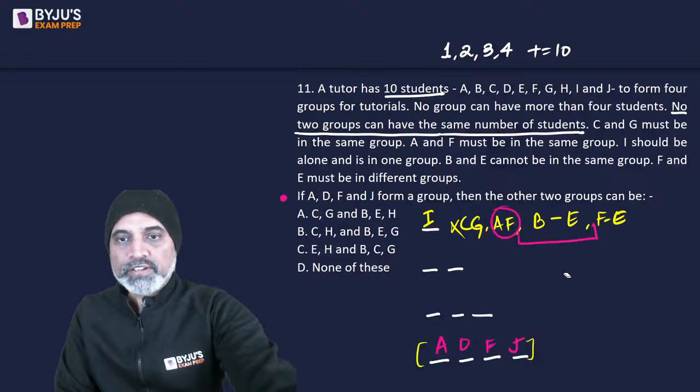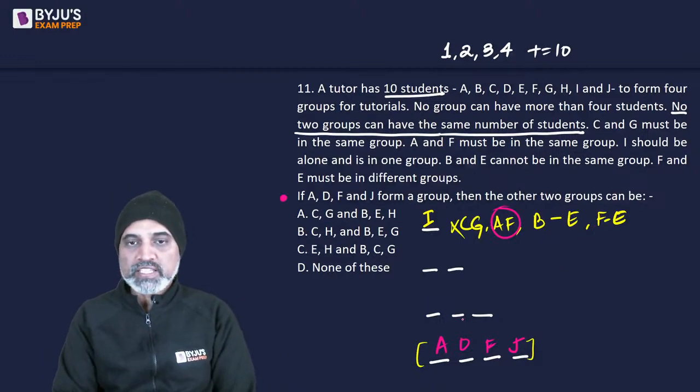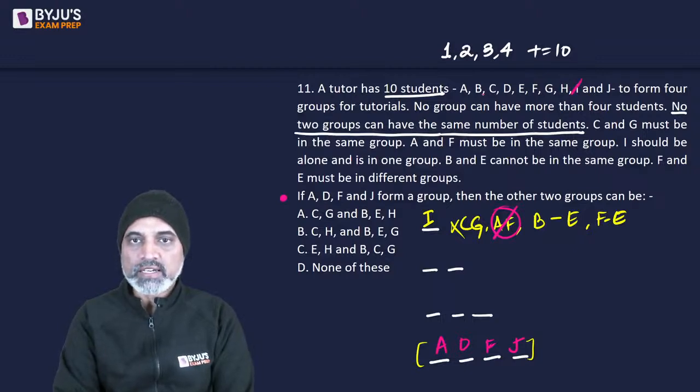So AF है. चलो, ADFJ form a same group. I is over here. So we are done with AF. We are done with the letter I. A is done. F is done. D is done. J is done.